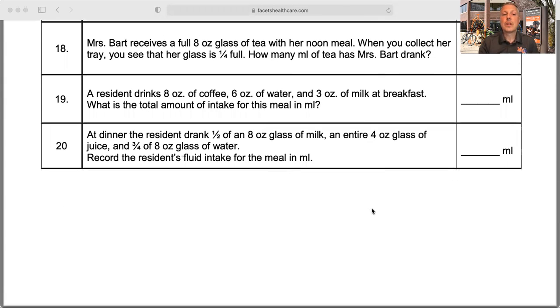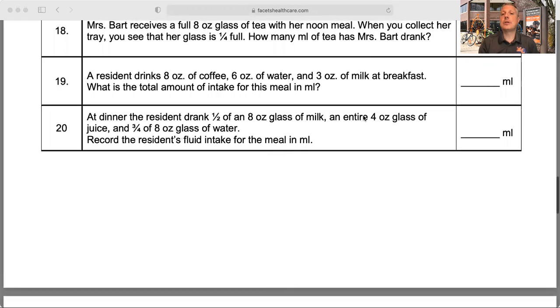So, okay, we want to do one more question on the same category here, just to practice a little more. And so I'm going to look at the last one in the list here, number 20. So number 20 says, at dinner, the resident drank half of an 8-ounce glass of milk and an entire 4-ounce glass of juice.